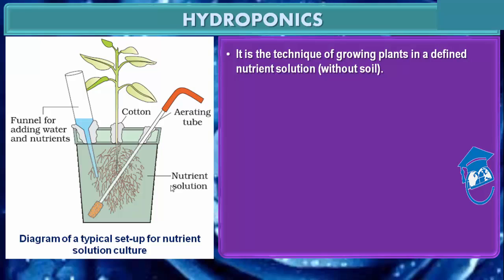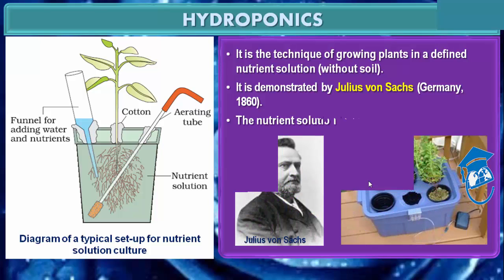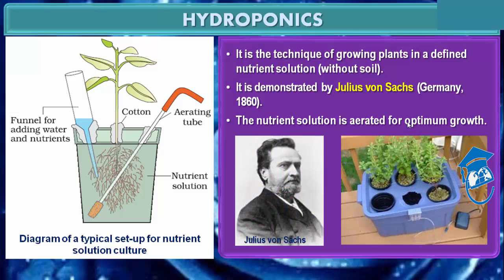Since then, a number of improvised methods have been employed to try and determine the mineral nutrition which is essential for plants, students. As I told you, this was demonstrated by Julius von Sachs. He was a German botanist in the year 1860. The nutrient solution is aerated for optimum growth.